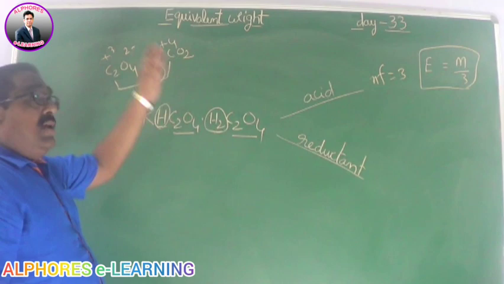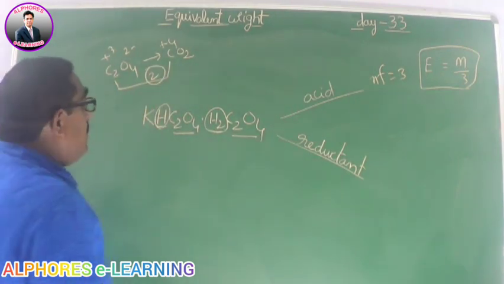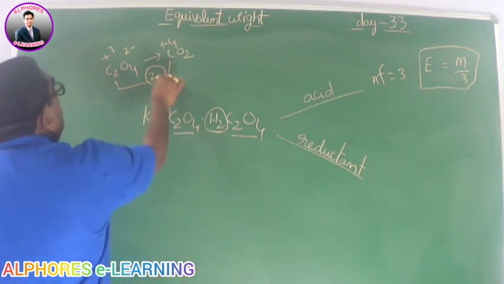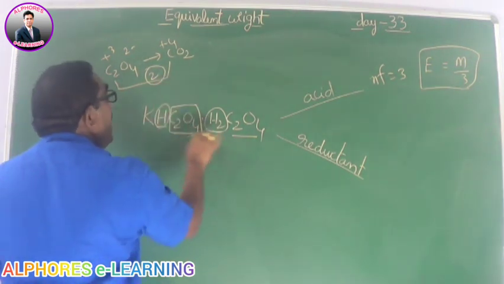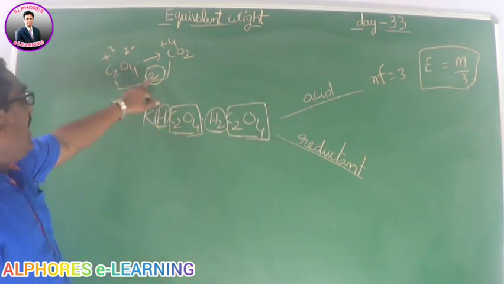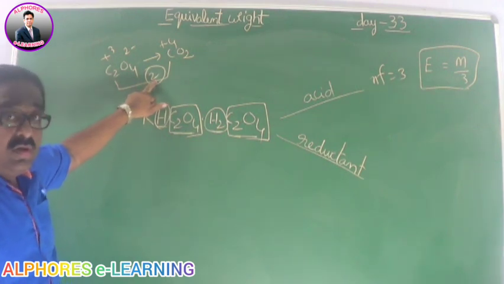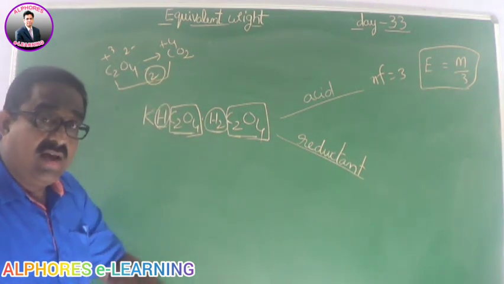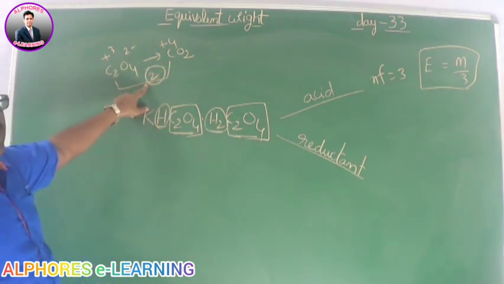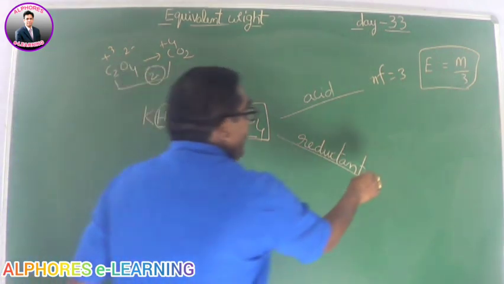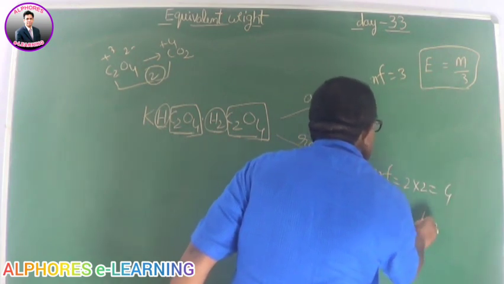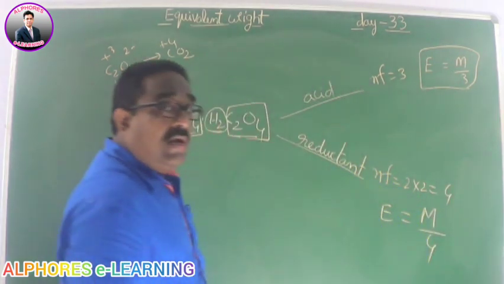Suppose in some other type of reaction, it is going to act as a reducing agent or reductant. It contains 2 oxalate species. For one oxalate, the N factor is 2. How many such oxalate ions are there? 2 oxalate ions. For 2 oxalates, the N factor is 2 into 2, that is 4. The equivalent mass is equal to formula mass divided by 4.